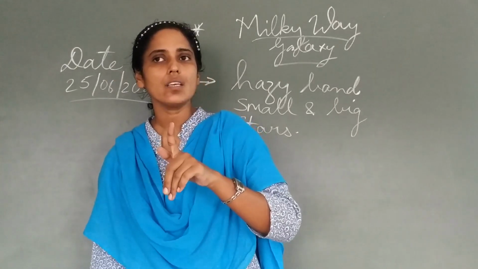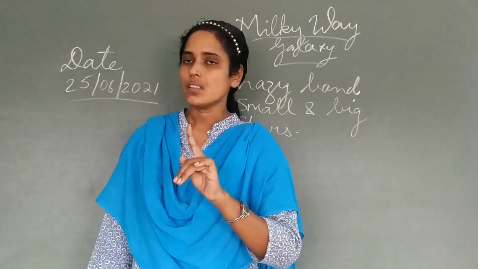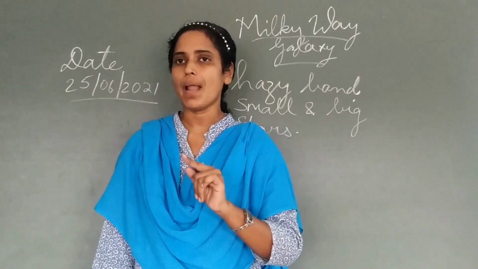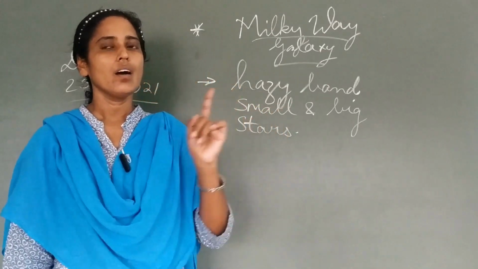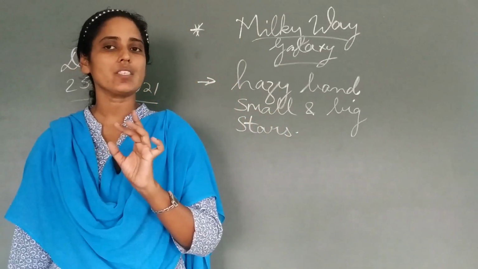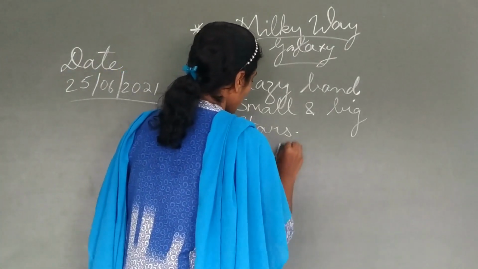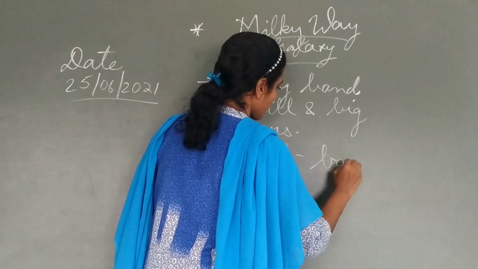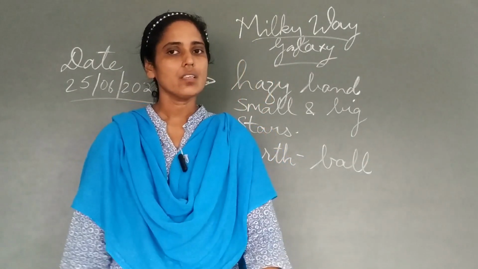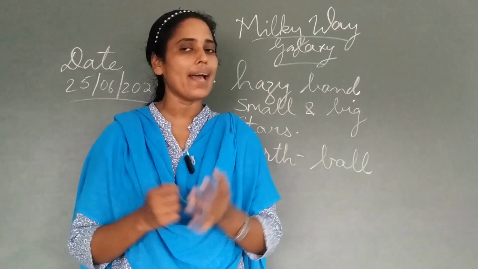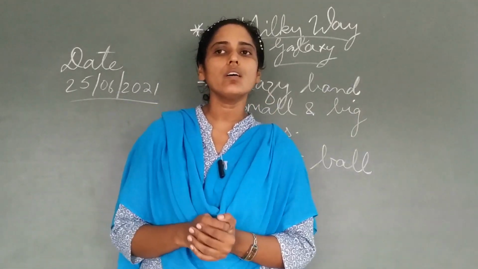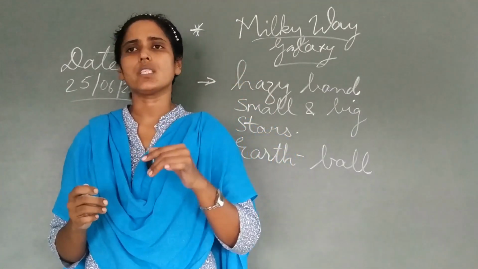Now the Earth is also a planet, as you know it already. Earth is a planet. We drew it in the diagram. Our Earth has a structure just like a ball. Earth is also there in the solar system. It is one of the planets, one of the 8 planets.